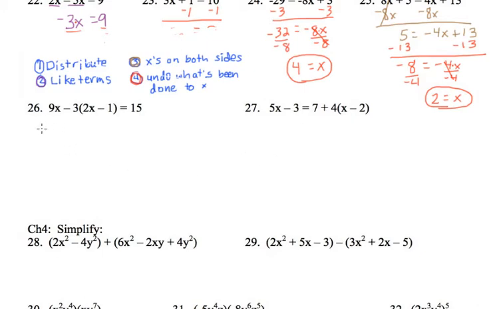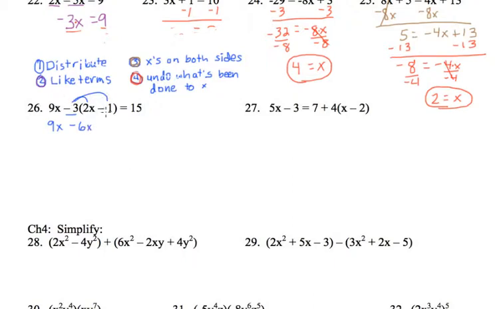When I get these long problems, I like to go through my checkoff list. First, I distribute. So I see a distributive property right here. I'm going to take -3 and distribute it. So I'll just bring down my 9x with me, and then -3 times 2x is -6x.